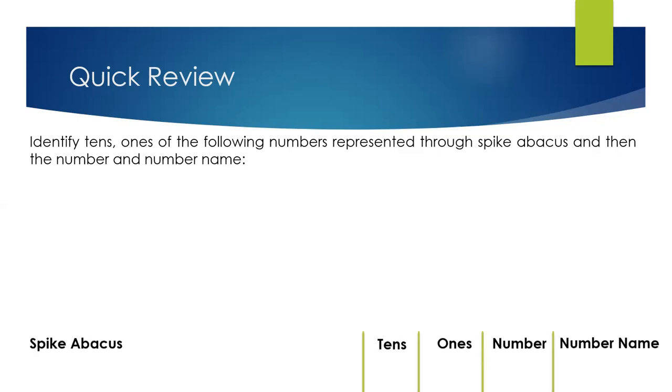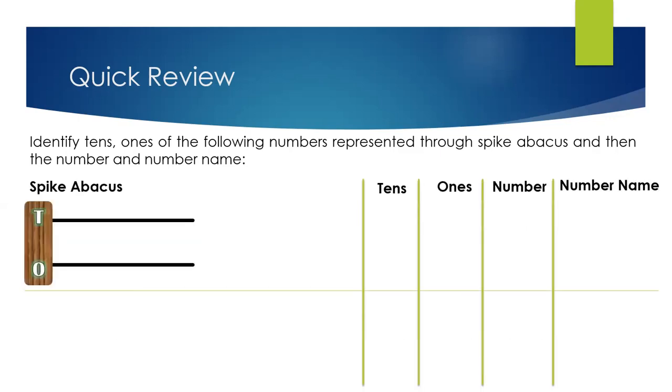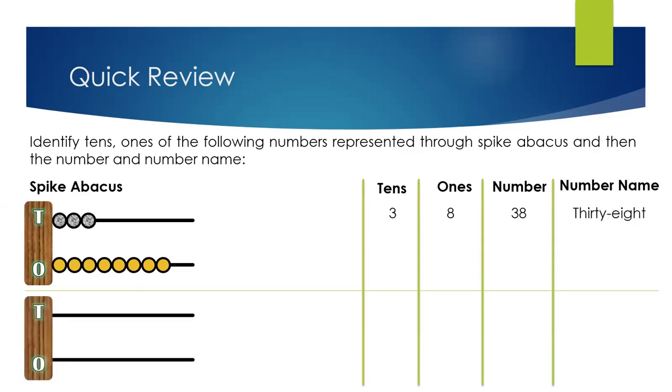So here we go. Here we are having our first spike abacus. Here we are having three tens. And how many ones are there? 1, 2, 3, 4, 5, 6, 7, 8. 8 ones. Three tens and 8 ones form the number 38. 38.